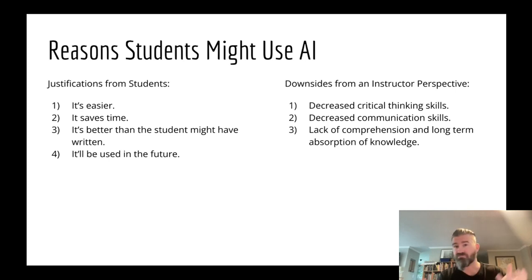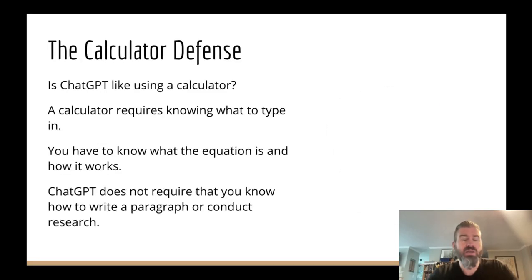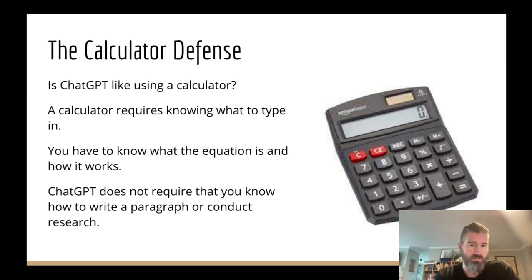AI knows what mitosis and meiosis are, but you may not fully internalize those. Now, one of the other things I've heard students say is that it's like using a calculator. I've come to call this the calculator defense, and I've even heard this come up in discussions with colleagues. Isn't using AI or ChatGPT like using a calculator? I don't think it is.